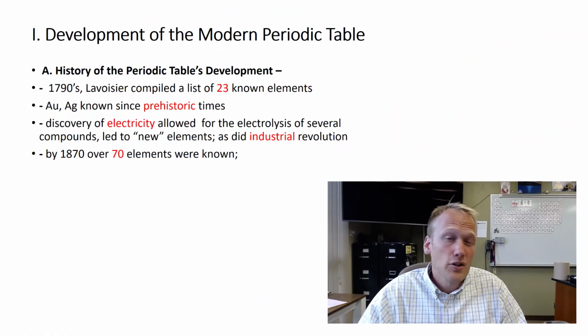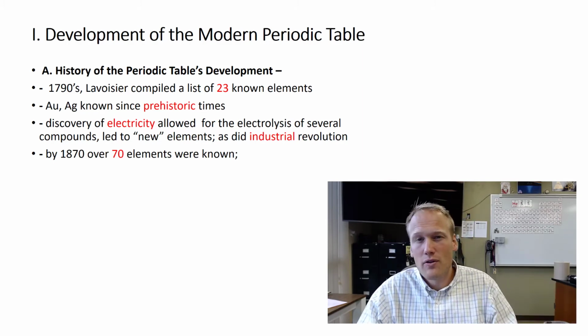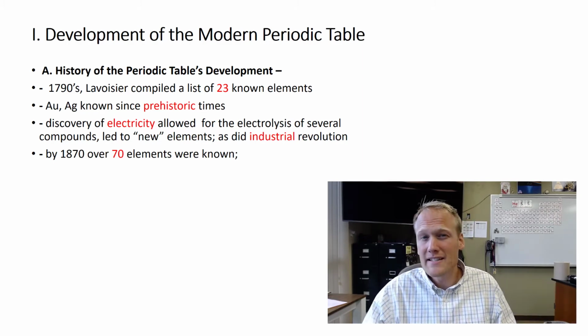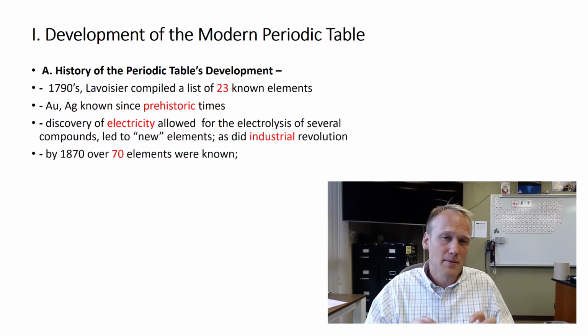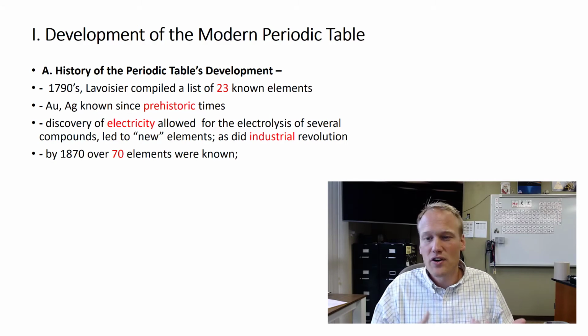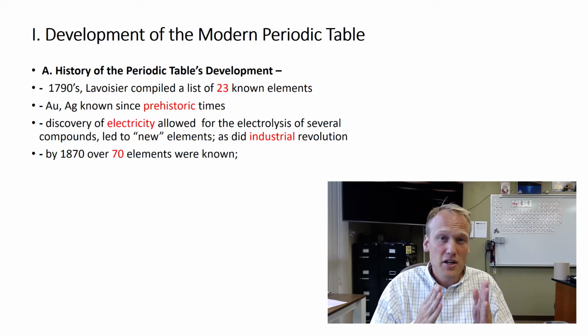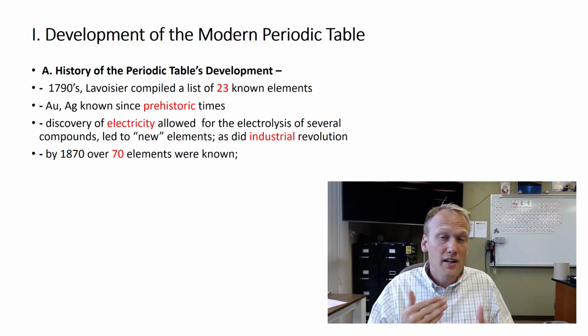Some elements like gold, silver, lead have been known for centuries, going back a long ways. But we really didn't start to organize those elements into the table until the late 1700s. We started to discover electricity, which allowed us to split elements into their pure forms, which started the process of scientists trying to organize the elements by physical and chemical properties.